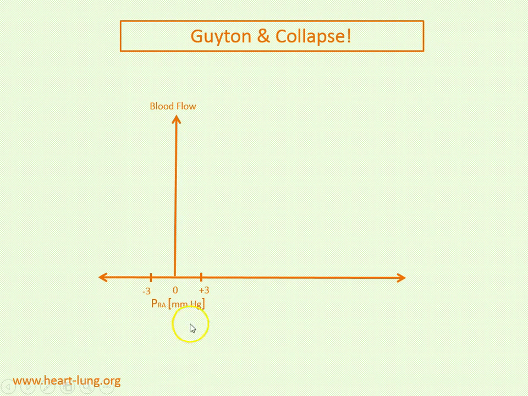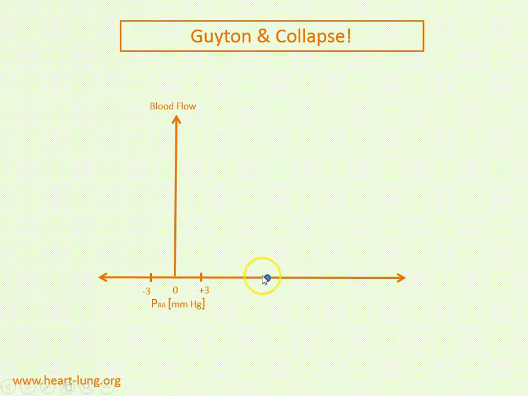This is Guyton and collapse. X-axis is the right atrial pressure. This is atmospheric pressure, labeled as 0. Everything above it to the right here is positive, below it is negative. The y-axis here is blood flow, and that could be either venous return or cardiac output, as we will see.